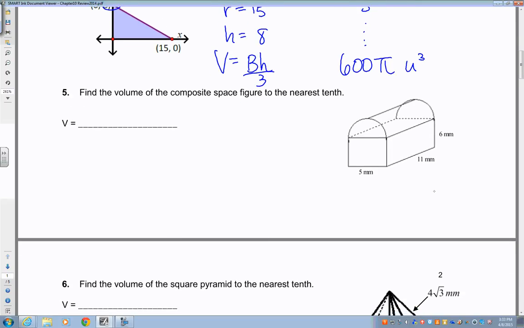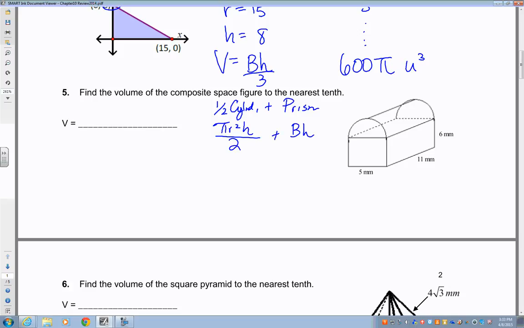All right, on 15, what do you have on 15? 438 is your answer? Yeah, okay. Because you have half a cylinder plus the prism. So when you do the volume of a cylinder, that's pi r squared times the height, but we're taking half of that, so we divide it by 2, plus the volume of the prism, which is base times height.